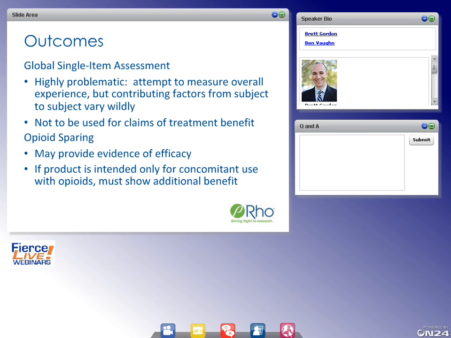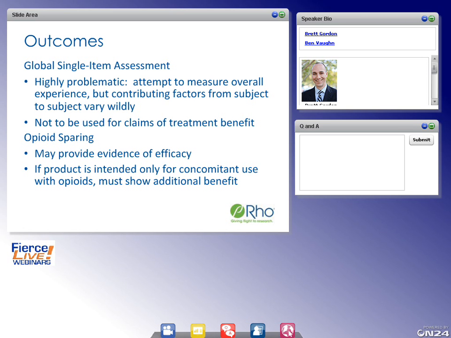Another outcome might be opioid sparing. This could be good evidence of efficacy, but you need to show that them taking less opioids actually has some other benefit. For example, they're experiencing less nausea, constipation, vomiting, diarrhea, your standard opioid AEs. If you can show that they're improving on these other things as a result of the reduction in opioids, that's evidence, but simply using less is not going to get you a claim.